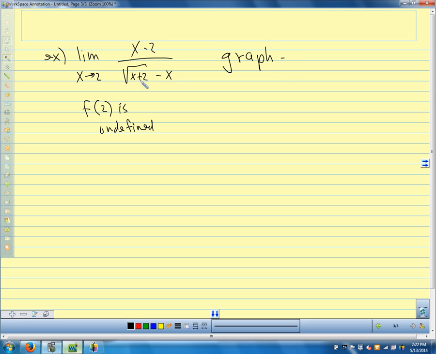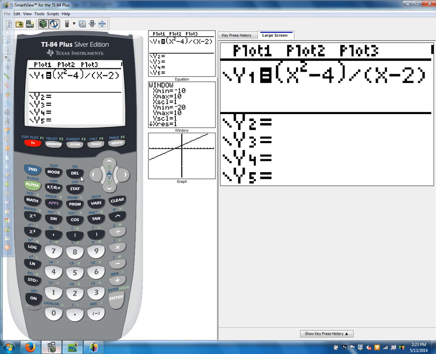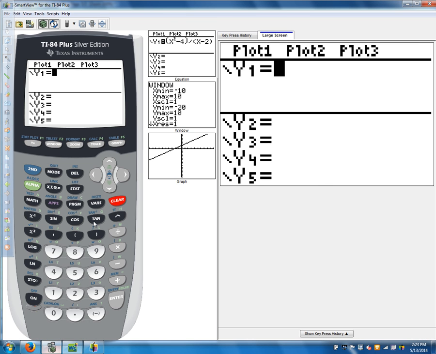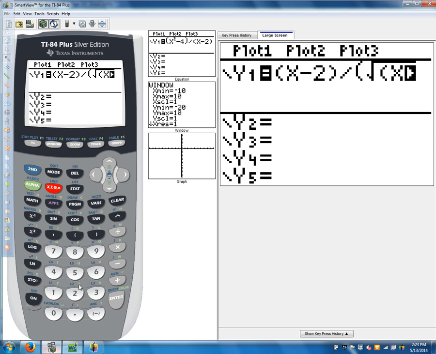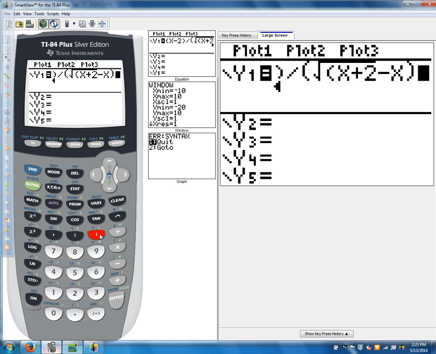So if I plug this into my y equals and look at the graph, I'm going to go back to my calculator for the y equals, clear that out, and I want the function x minus 2 divided by the square root of x plus 2 minus x. And we'll graph that.